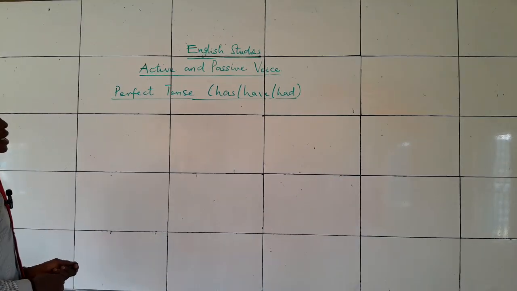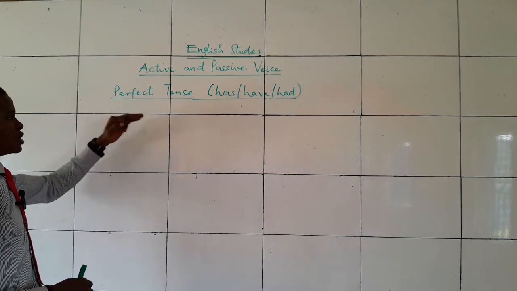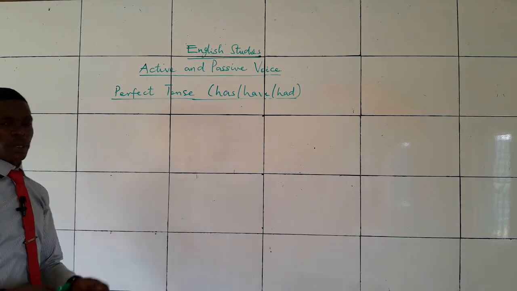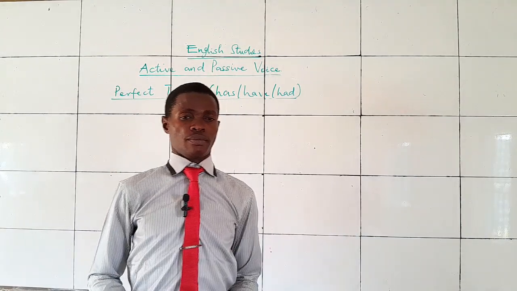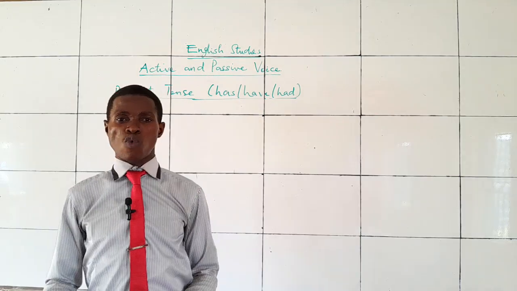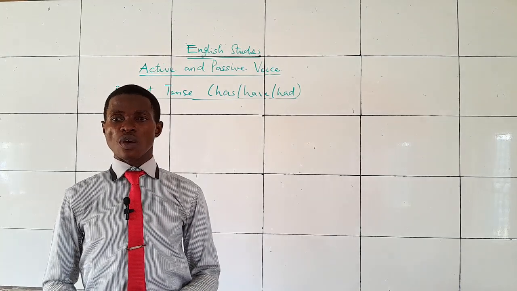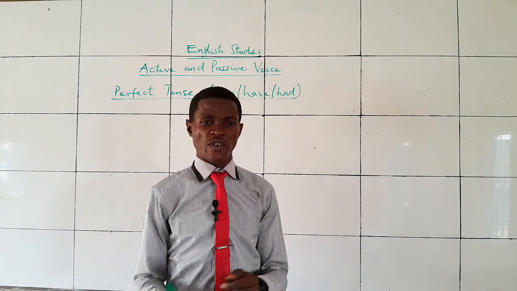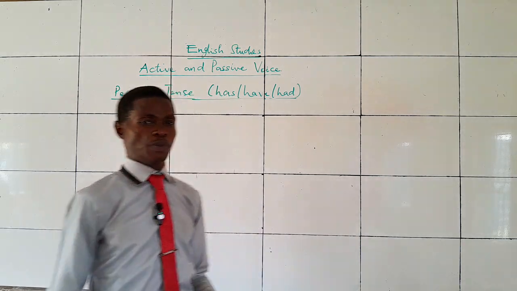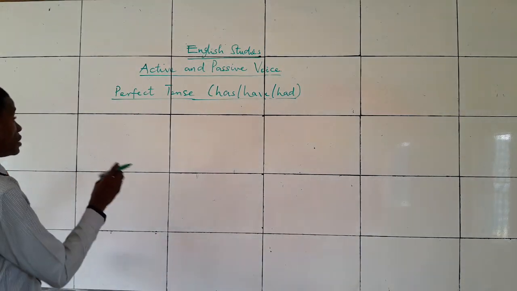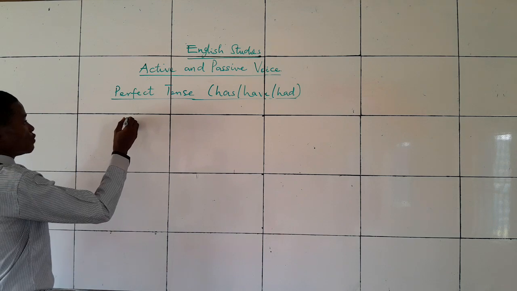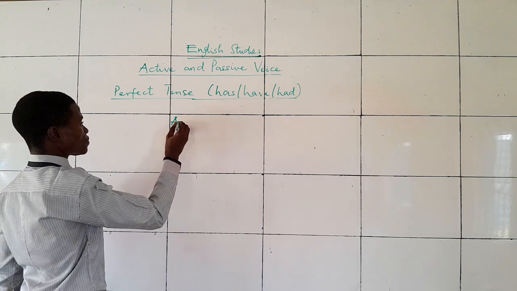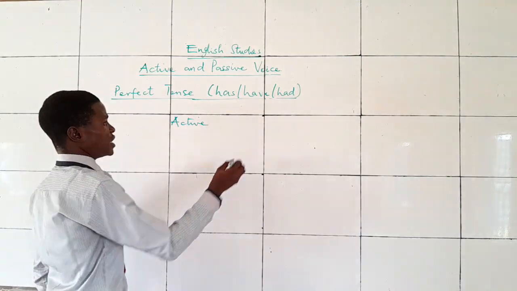Now, if we have a sentence that contains an action that has been completed, for instance, we say, Tunde has beaten his friend. Tolani has washed the clothes. We have completed the assignment. How do we convert the following to passive? We believe that it is very simple. It is very simple. We still use our usual method. You write out your active and the passive.